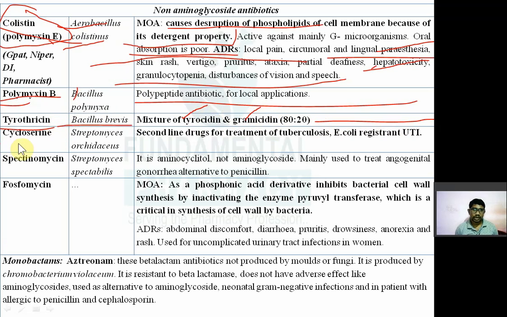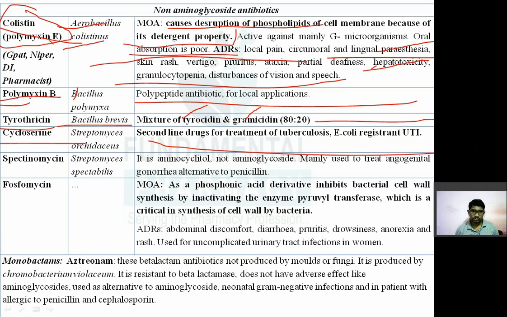The next one is cycloserine. It is obtained from Streptomyces orchidaceus. It is a second line drug for the treatment of tuberculosis. It is also used in E. coli resistant urinary tract infection.